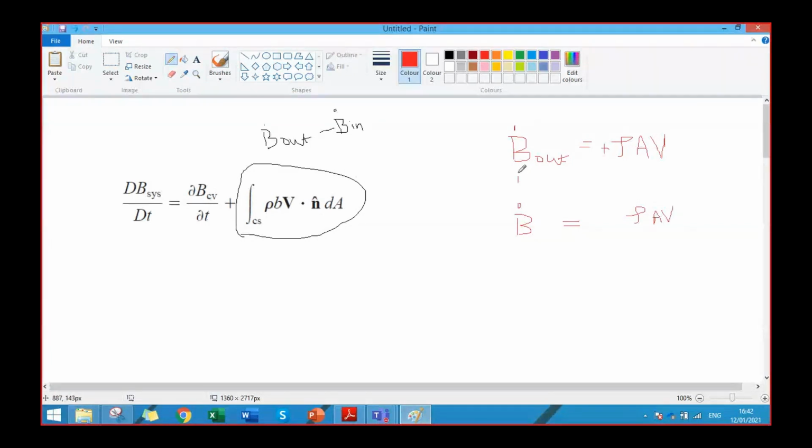For the time being, I say I don't know what B is, if it is an inlet or an outlet. I am not clear about that. So what I do, I just take the velocity vector and take its dot product with a normal vector, normal to the control surface. So if V dot n is positive, what will it mean?